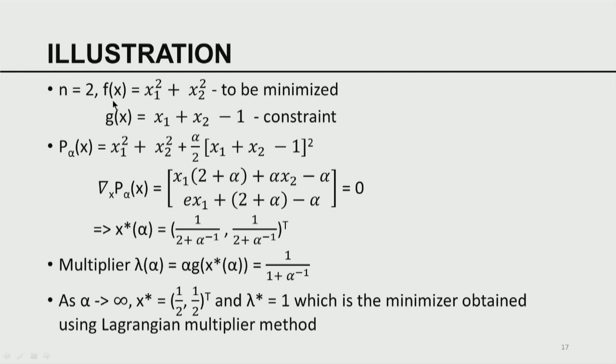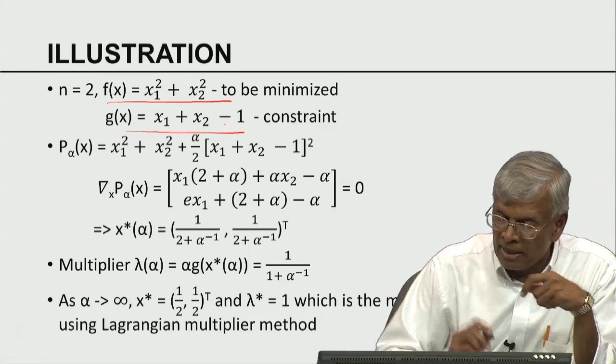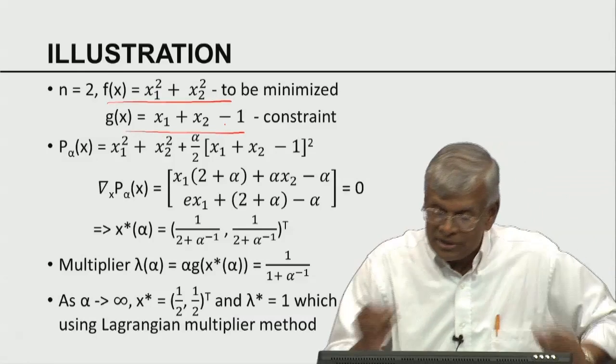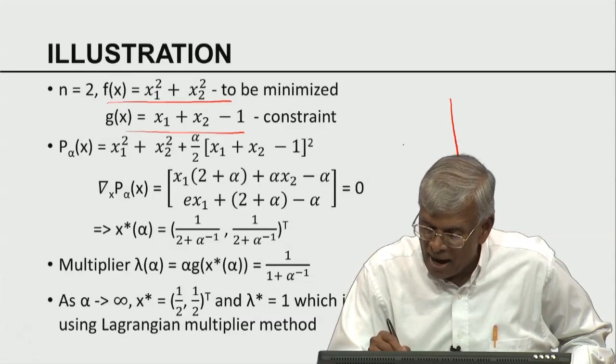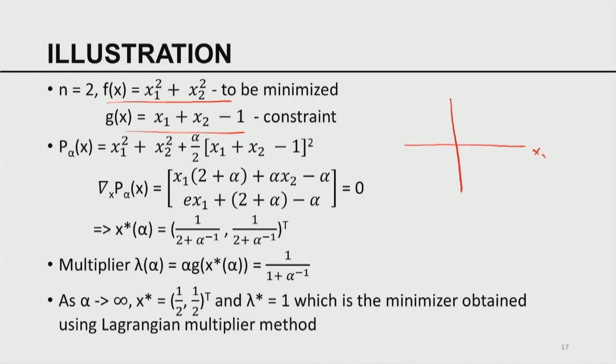So I have an f(x) and a g(x). It is a quadratic problem with a linear constraint. You can easily see this problem. Let us look at this problem now. This is x1, this is x2. f(x) is a parabola. You can see a bowl sitting on that, but I am interested in that line. So I now have to define the parabola over this line.